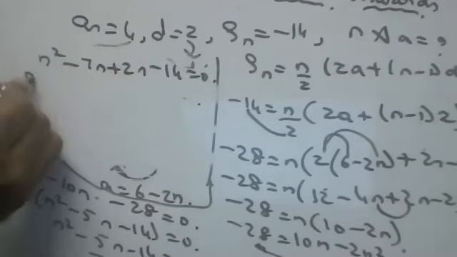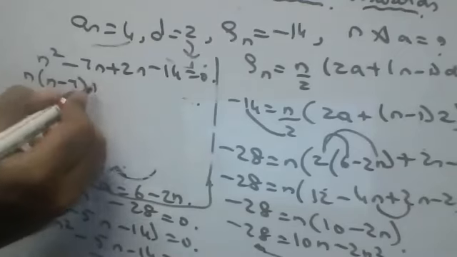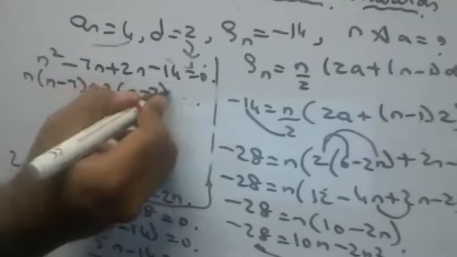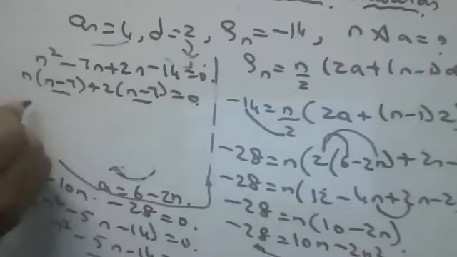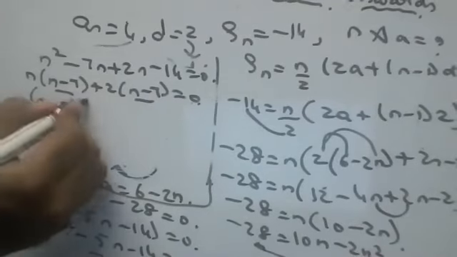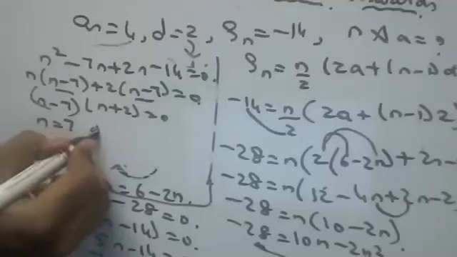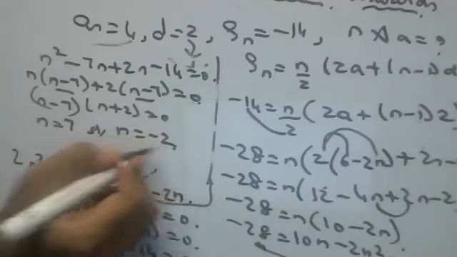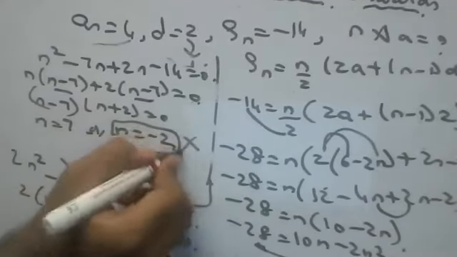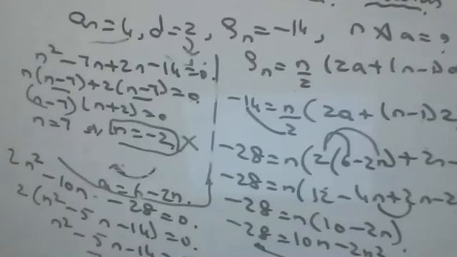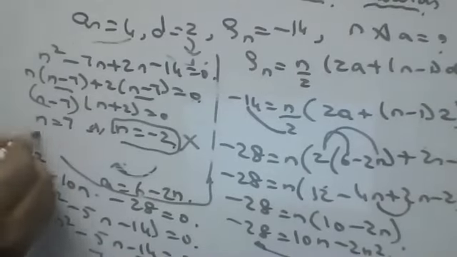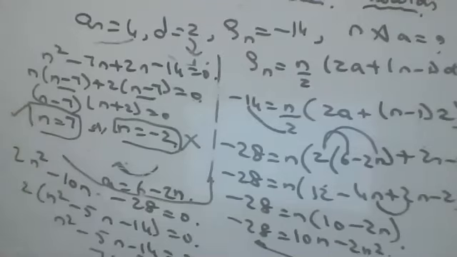If you take n common, n minus 7, plus 2 if you take common, n minus 7 is equal to 0. Compulsorily this and this we should get the same. n minus 7 or n plus 2. So n can be 7 or n can be minus 2. But I told you n will never take integers, fractions, decimals. n is always a natural number. So n is equal to 7 is the answer.